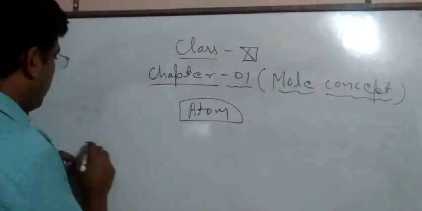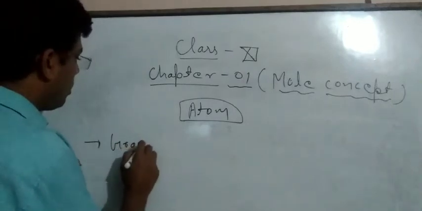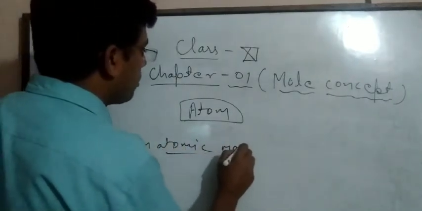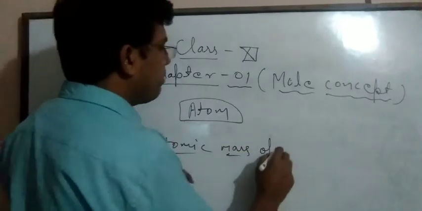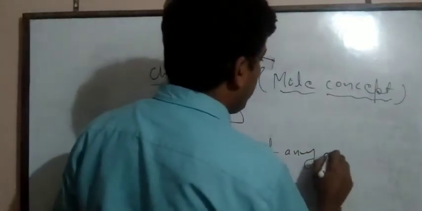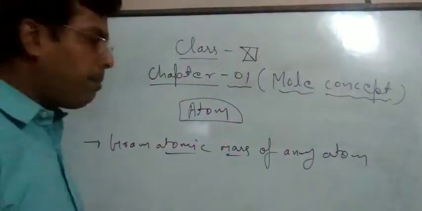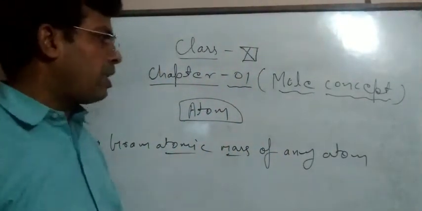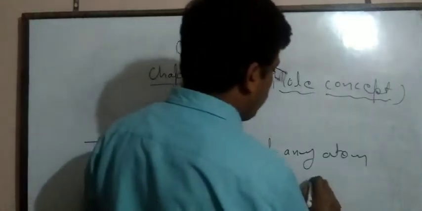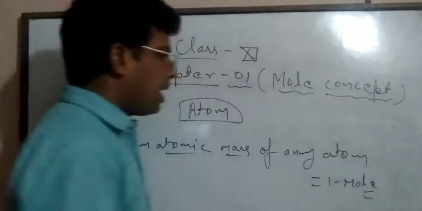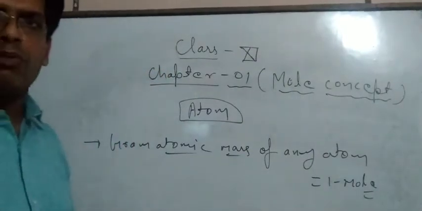So we can say gram atomic mass of any atom will be equal to 1 mole. Gram atomic mass of any atom will be equal to 1 mole.